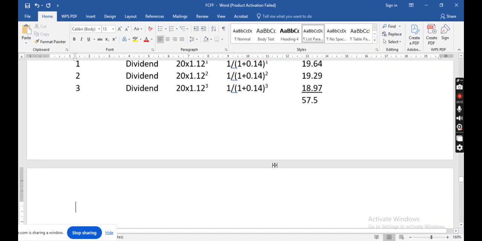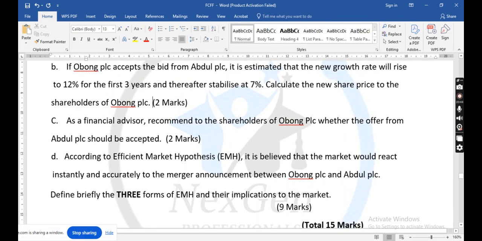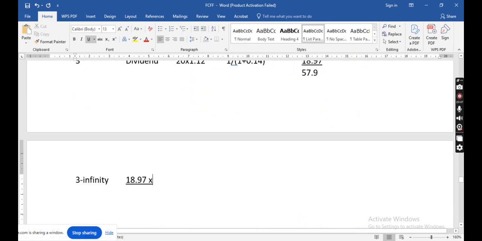Right. So we'll quickly do the infinity. Year 3 to infinity. So there are two ways. Let's just pick the last present value, times we grow it by the day after. The day after is 7%. We grow it by 7%, right?